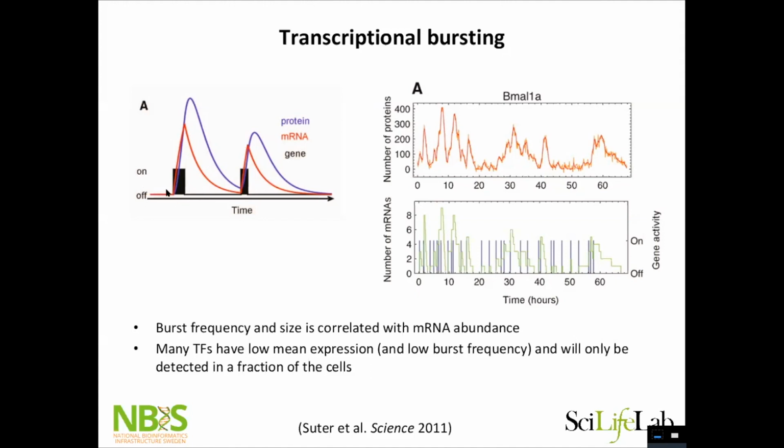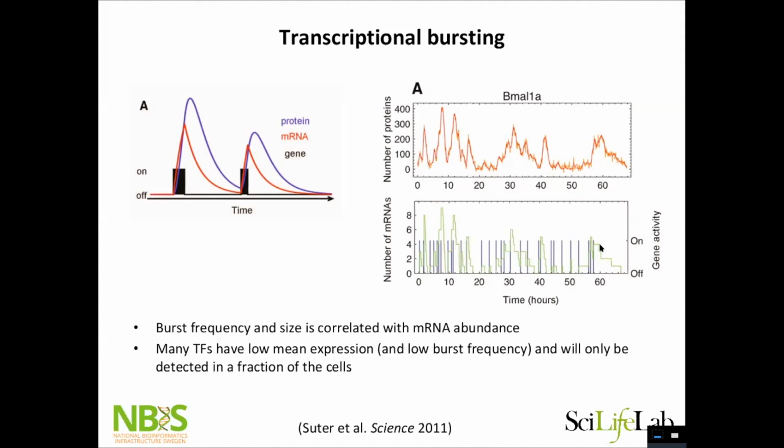Here is an illustration from an experiment where you see here in black is when the gene is on. You start producing mRNA that is later on degraded. And once the mRNA is produced, you also start producing protein. So also when you measure protein abundances in each single cell, it will vary across time. But the mRNA is much more spiky.